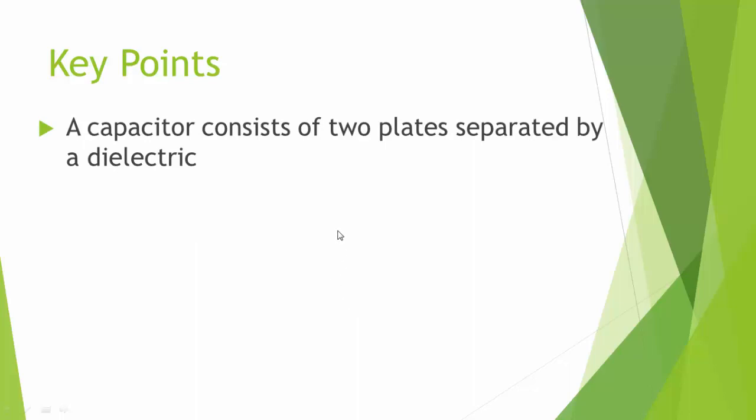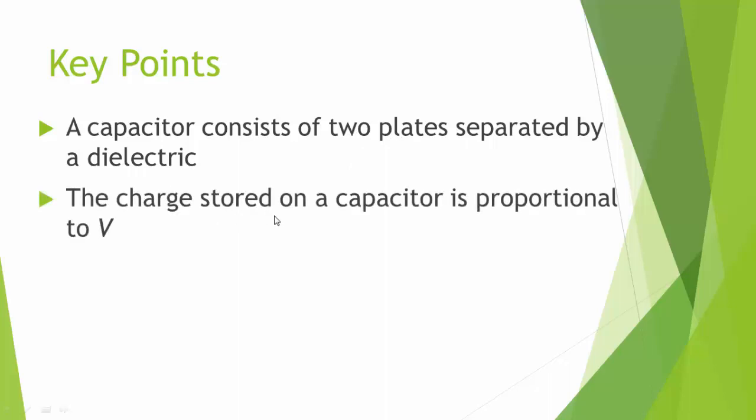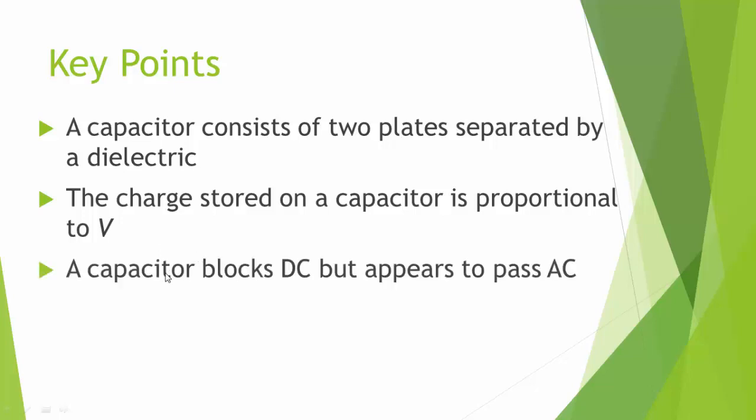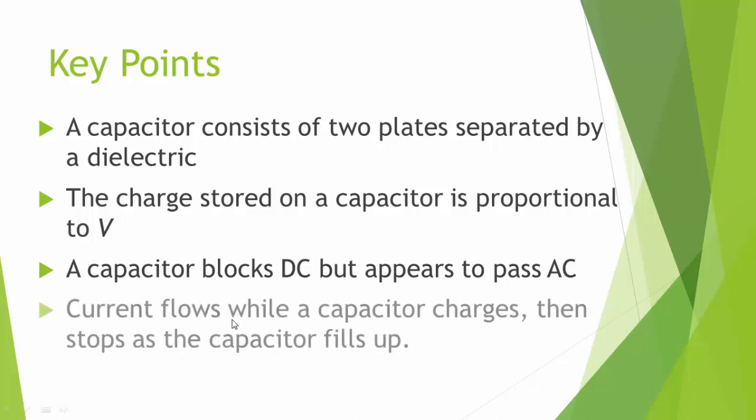So what are our key points? A capacitor is 2 plates separated by a non-conductive material. The charge we can store in a capacitor is proportional to the voltage that's applied and its capacitance, measured in farads. A capacitor will block DC after the first initial current charges the capacitor, but it appears to allow alternating current to pass through it. And when we apply a potential across a capacitor, current will flow as the capacitor charges and then stop when the capacitor fills up. So that's our subject for today.